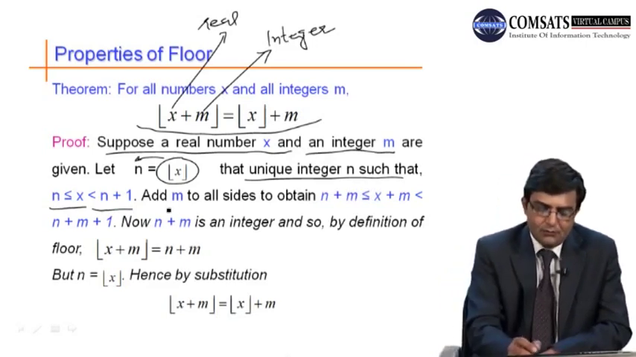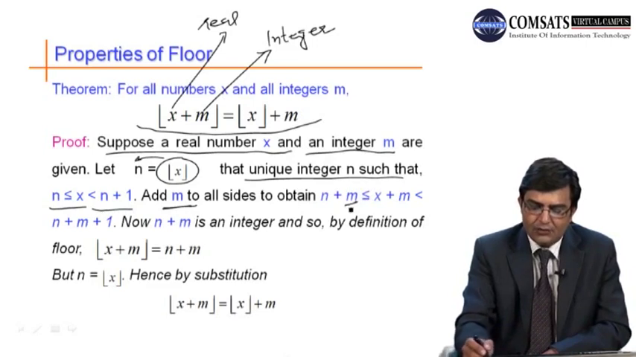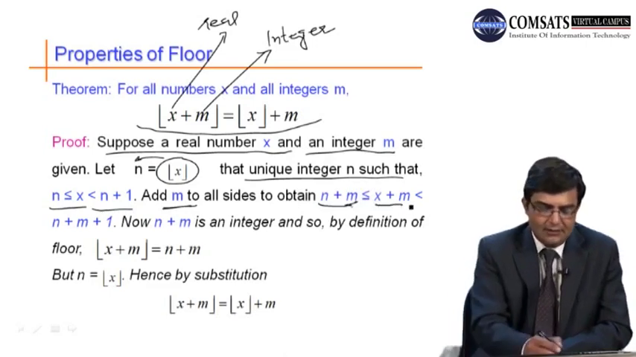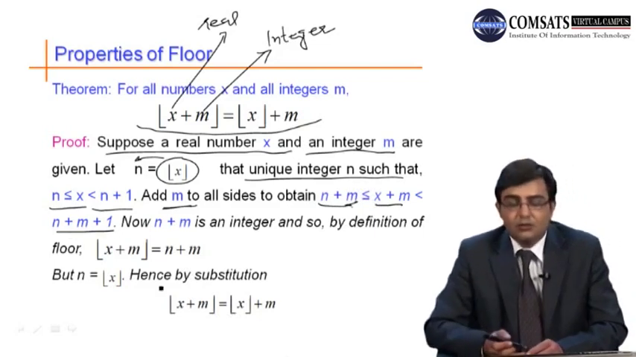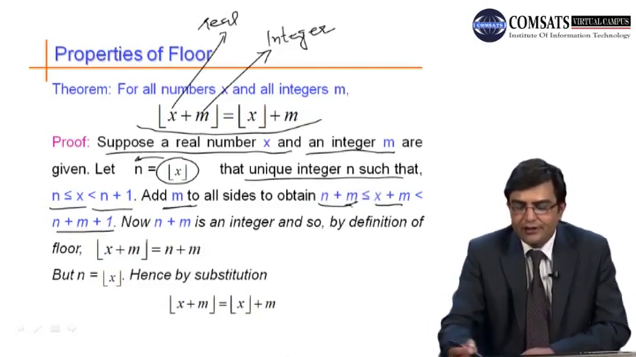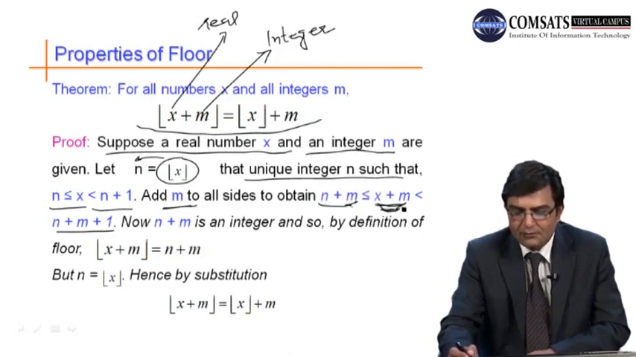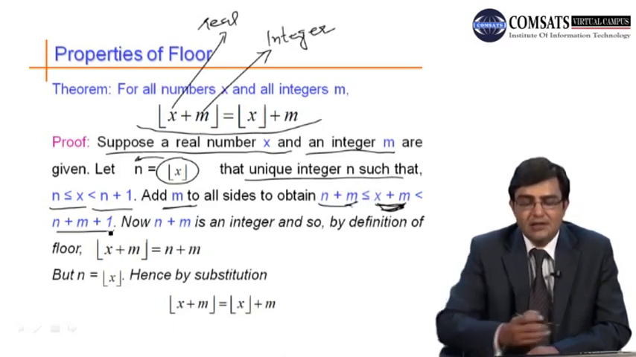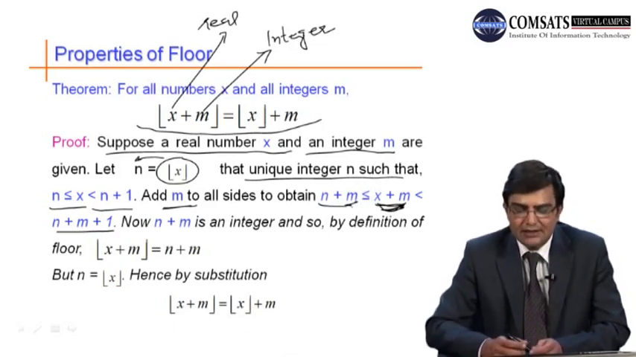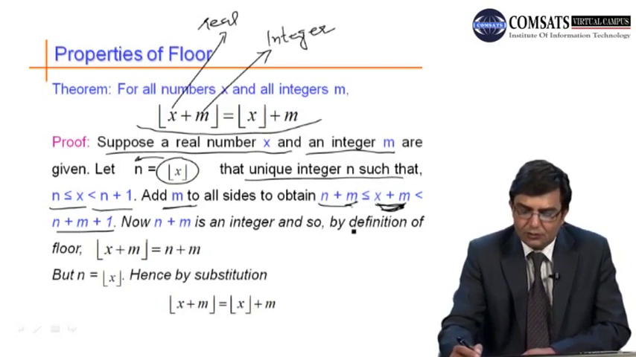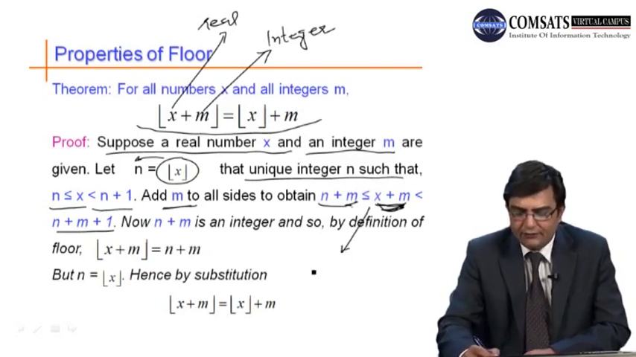Now if we add m on all sides of this inequality, then x plus m, which is a real number, is greater than or equal to n plus m and less than n plus m plus 1. This is basically the definition of the floor function. So from this inequality we can write floor of x plus m is equal to n plus m.